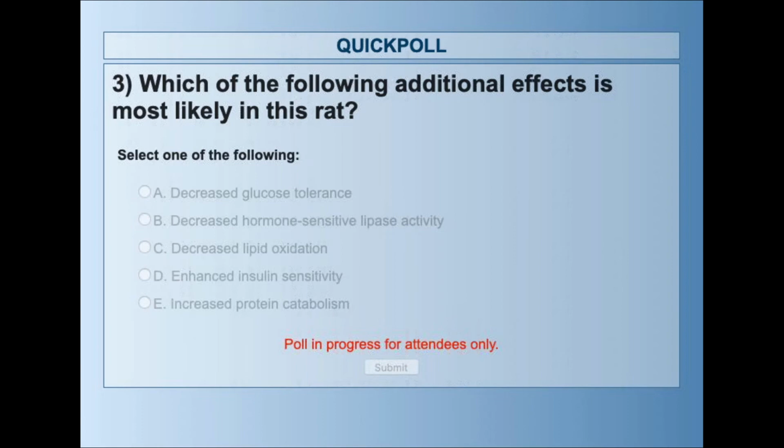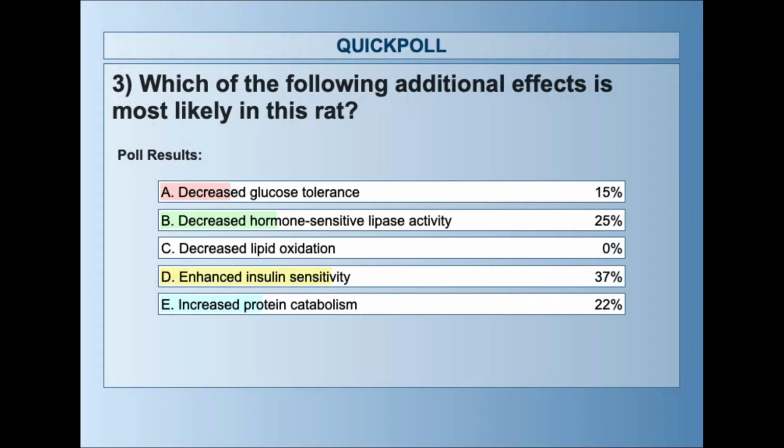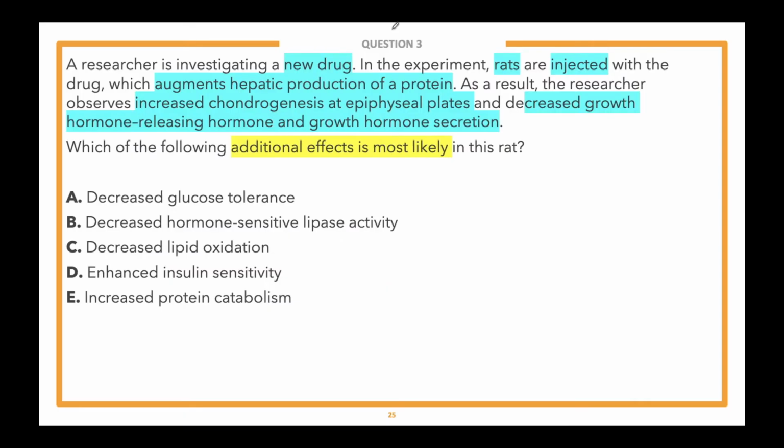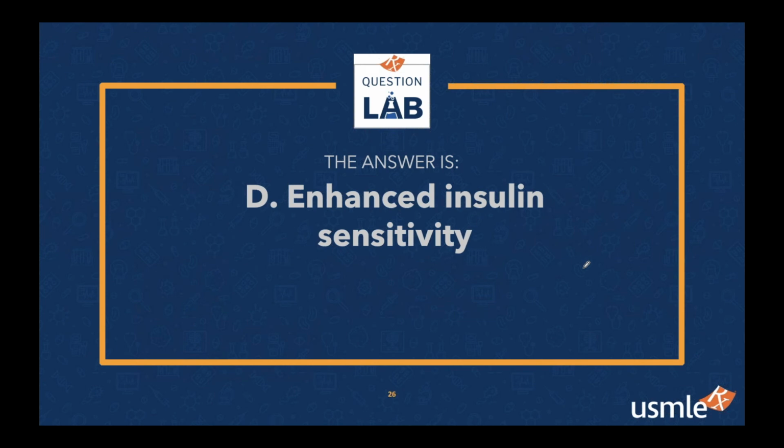All right. Let's take a look and see what all of you selected. Looks like the favorite here with 37% was enhanced insulin sensitivity, and in second place was decreased hormone-sensitive lipase activity. Let's take a look at the correct answer, and the correct answer is indeed D. 37% of you got it right, so well done. This was a hard question. Let me hand it off to Paras so he can explain it to us. Paras.